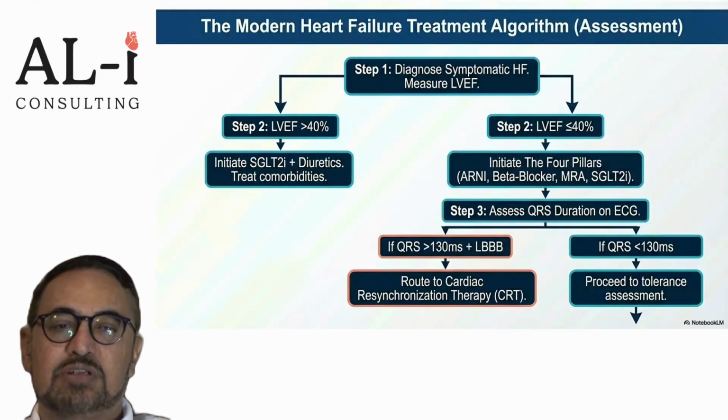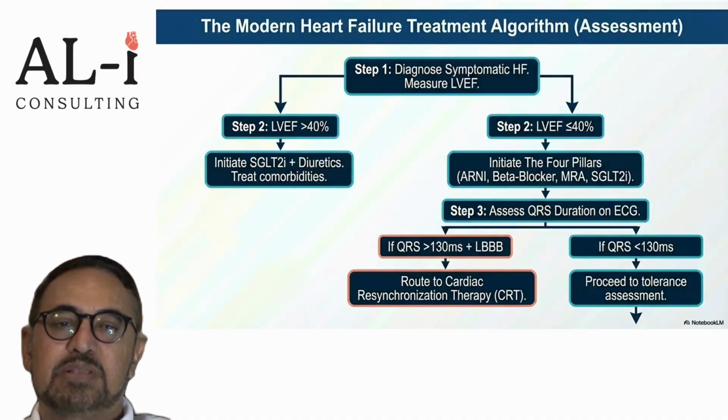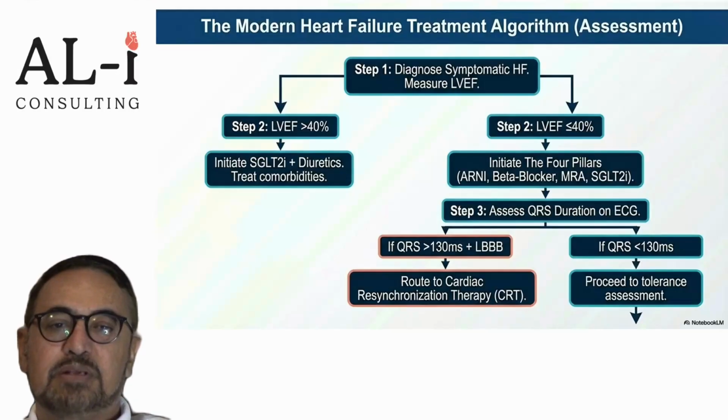After that, we assess QRS duration on the EKG. If the patient has LBBB with QRS greater than 130 milliseconds, we route towards CRT because dyssynchrony is likely a major driver. If the QRS is narrower, then CRT is not the answer. Next step is to assess tolerance and symptom burden. So the algorithm starts broad, then quickly becomes phenotype driven.